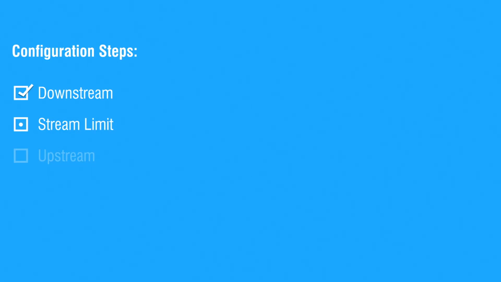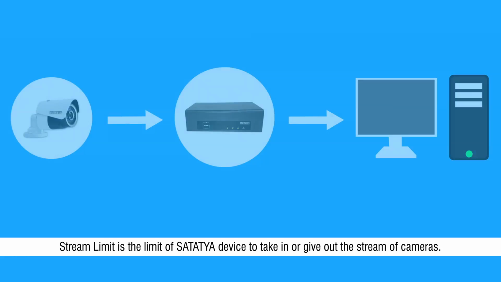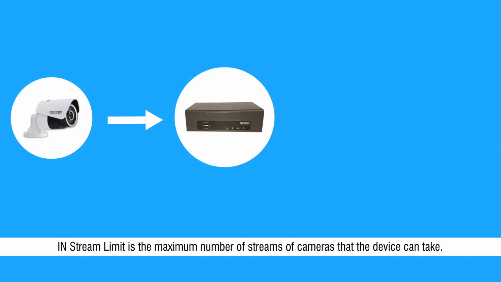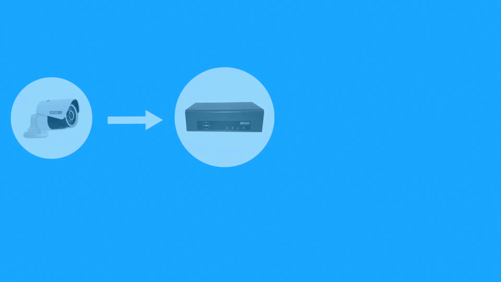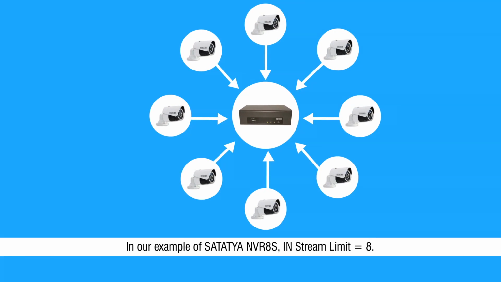Let us understand about stream limit. Stream limit is the limit of SATATYA device to take in or give out the stream of cameras. In-stream limit is the maximum number of streams of cameras that the device can take. It is equal to the total number of cameras that the device supports. In our example of SATATYA NVR8S, in-stream limit is 8.